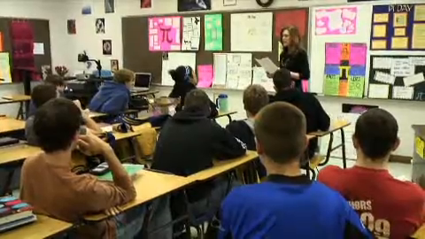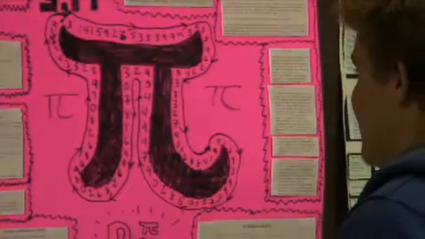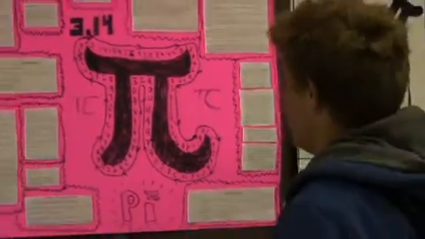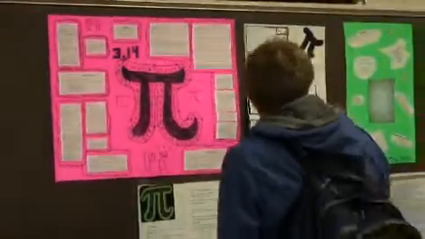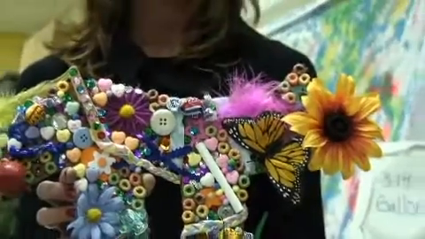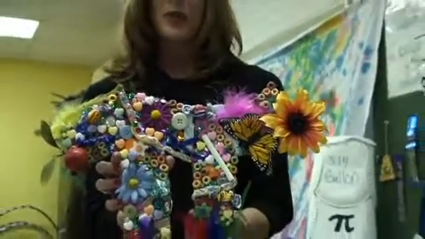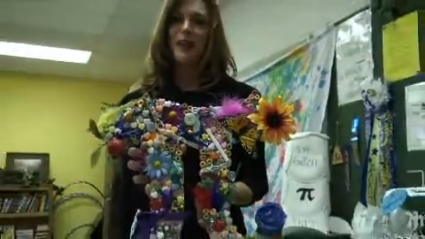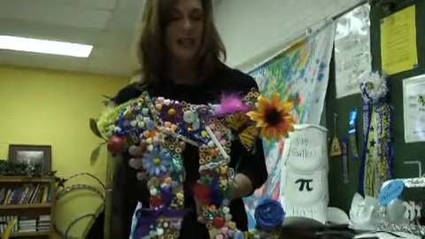So we had a hula hoop competition and an Oreo eating competition. We had an art project competition. The kids were challenged to come up with a piece of pie art. And as you can tell, this group did a very eclectic collage of items in the shape of a pi symbol.